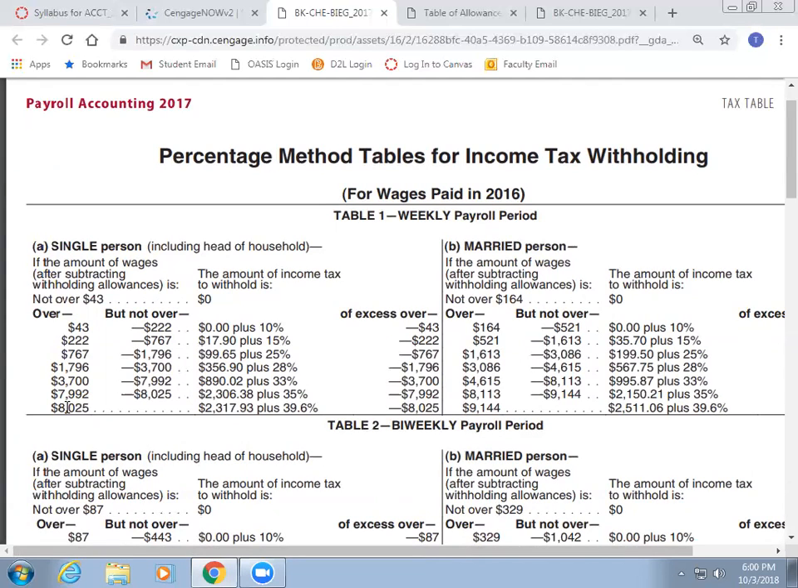I'm going to multiply that by 15%. So I took 519.20 minus the 222 and got 297.20. I'm then going to multiply that by 15%. That'll give me $44.58. And I'm going to add $17.90 to that to get a withholding tax of $62.48.